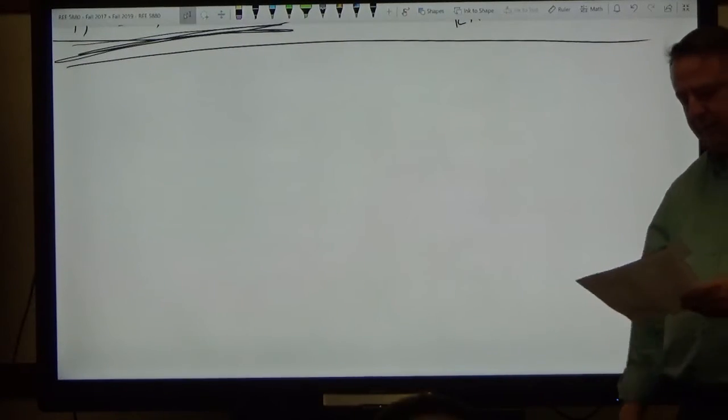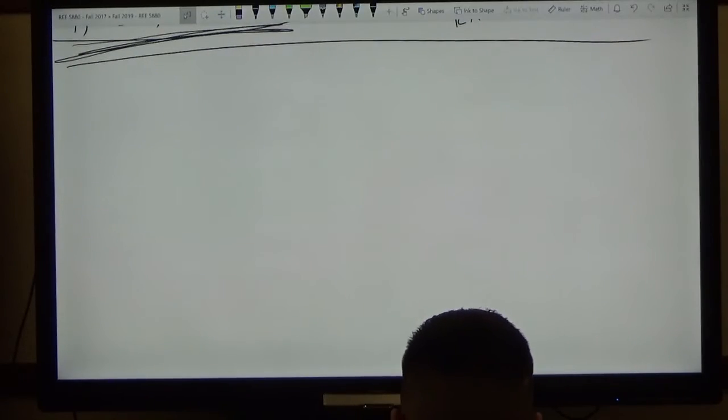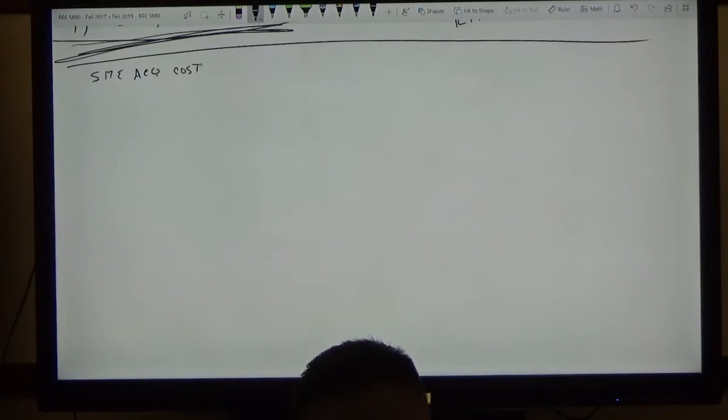So this first piece, we start off with site acquisition cost. And we'll just work through an example. All right, so the very first thing, we sort of start off with the site acquisition. And here, what we're talking about is, in essence, land cost, okay? And anything to, in essence, transform that land into a buildable site, okay?